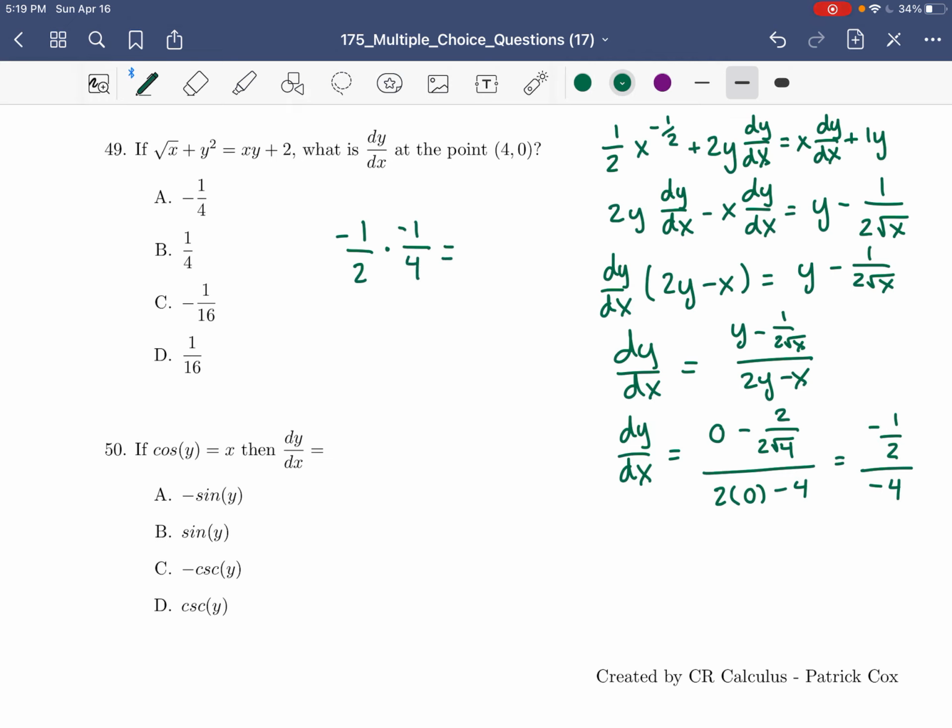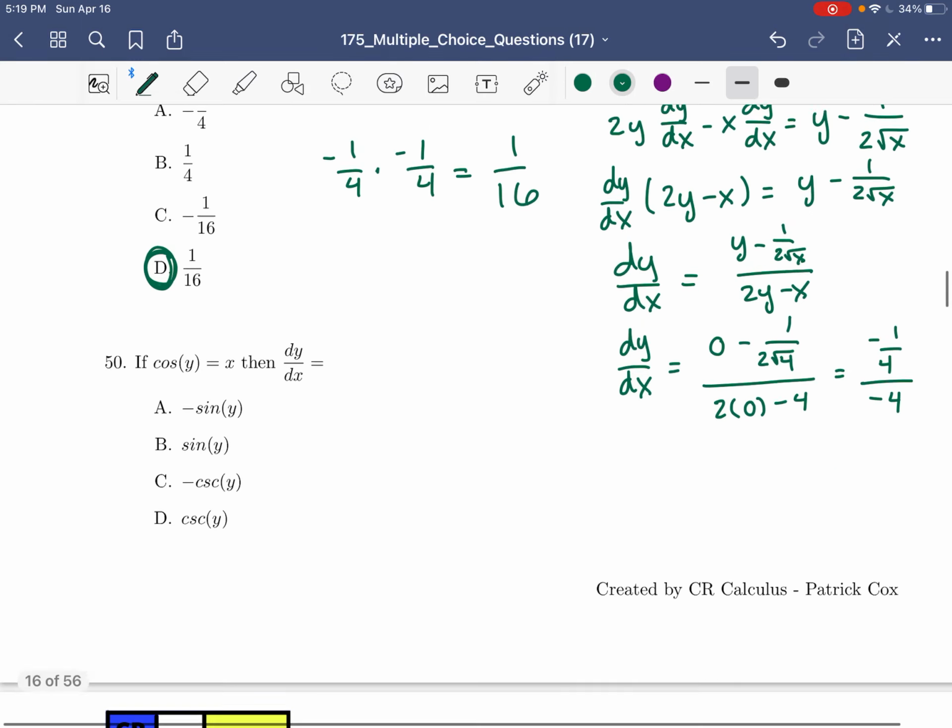Hold on, where'd this 2 come from? I just wrote a random 2. Sorry, y'all. That should be a 1, which would make this negative 1/4 instead. My bad. So then this is actually negative 1/4 times negative 1/4, which equals 1/16. So be careful, don't replace things that don't need to be replaced. And you should have that as your answer.